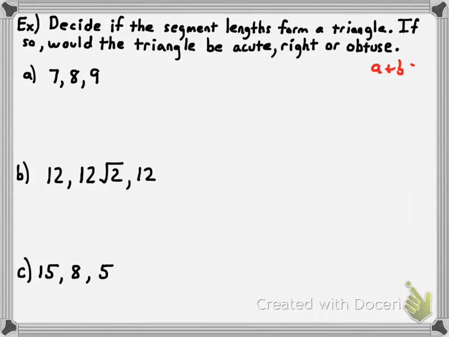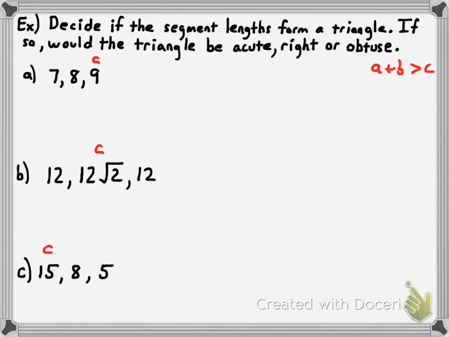Now, in each one of these cases, we're going to let the greatest side be our side C. All right, so the 9 would be the C there. 12 square root of 2 would be the C here. That's greater than 12. Hopefully that's fairly obvious. And 15 would be the C there. And so if A plus B is greater than C, then you've got a triangle, don't you?